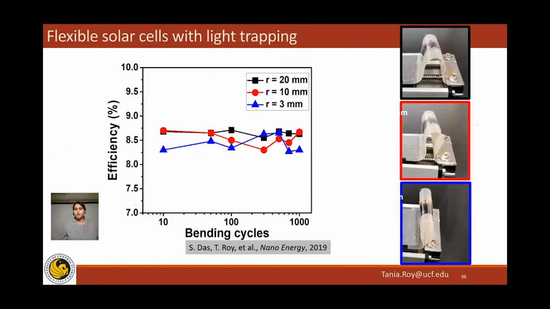Then the flexibility we can study. We actually make the radius of curvature go from 20 millimeter down to 3 millimeter, and we can see extremely good characteristics up to 1000 cycles. So the same efficiency is maintained.